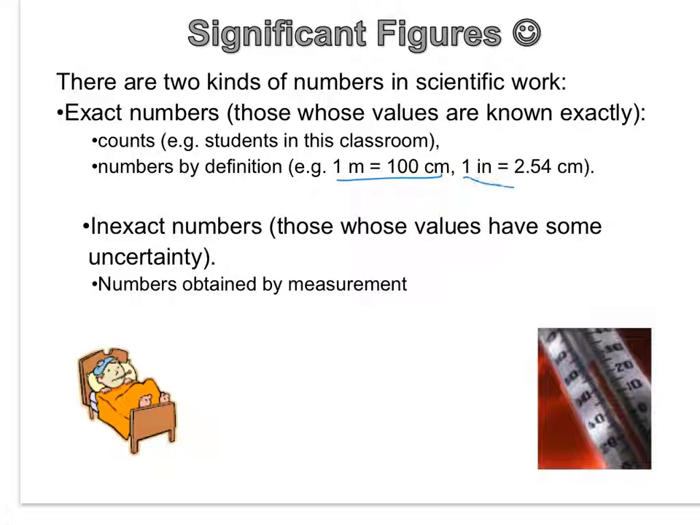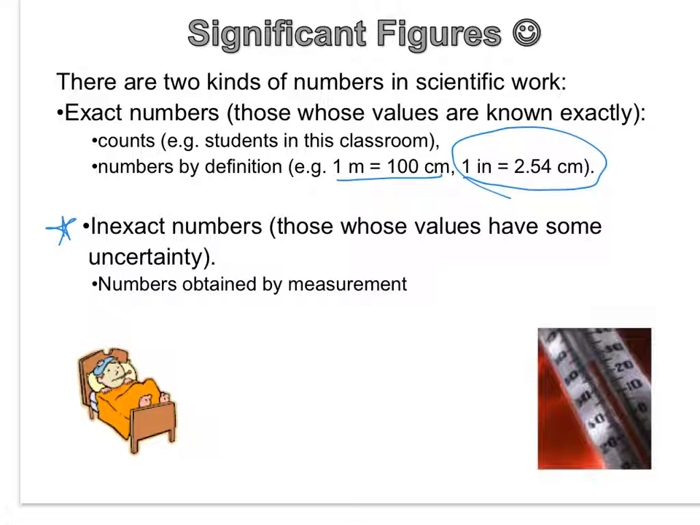Things like conversions, like from English to metric, those get a little bit more fuzzy, but for our purposes, at least, we can say that those numbers are exact as well. So those aren't the kind of numbers that we're really going to be talking about in regards to significant figures. The numbers we are going to be talking about are these, inexact numbers.